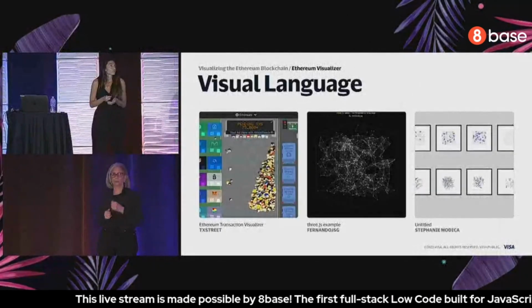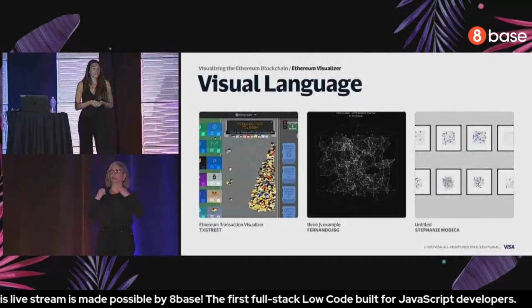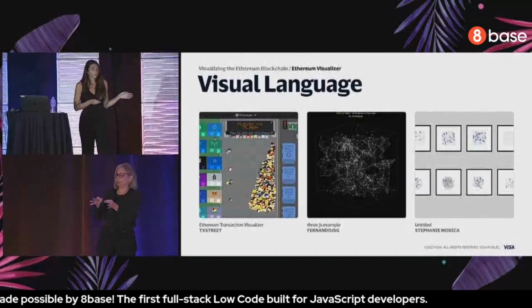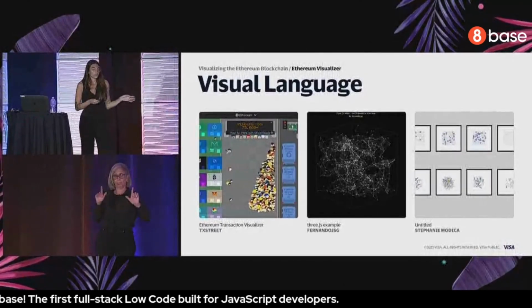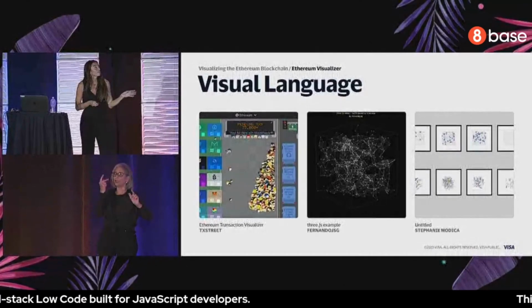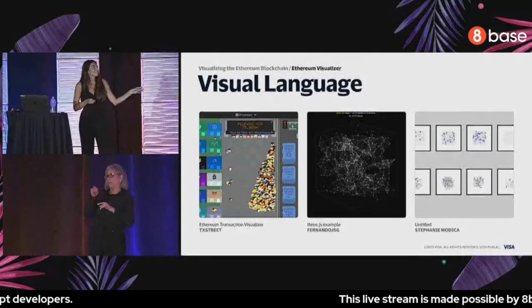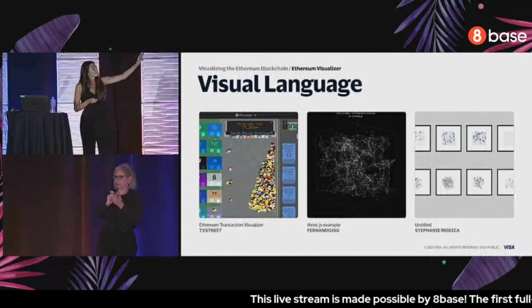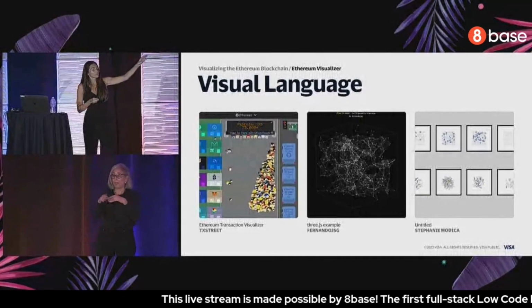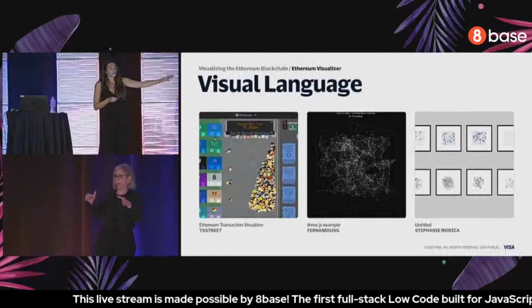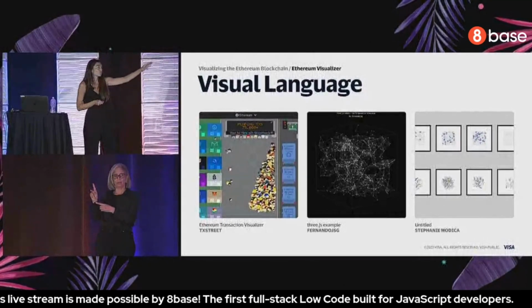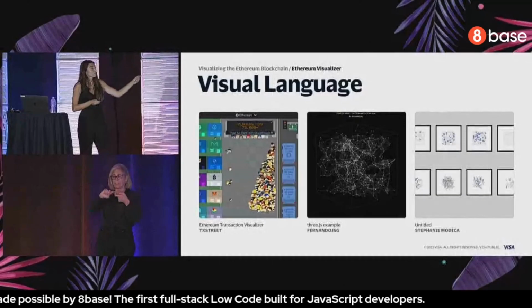So we had to create a visual language to communicate. On the left, we have Transaction Streets, an Ethereum transaction visualizer. You can see these are South Park character heads. Those are transactions, and they're kind of hurrying into the buses. Those are the blocks, and they're stacked in a way that you can discern, okay, that's a blockchain, right?